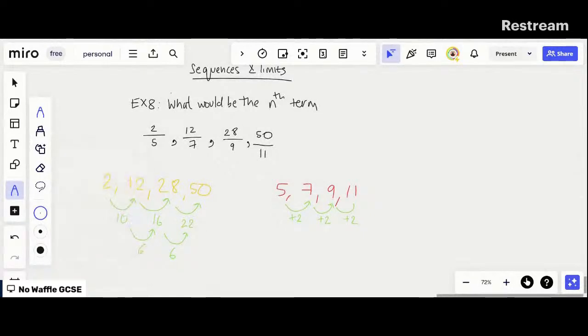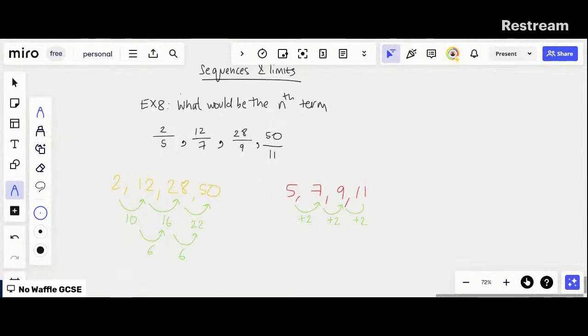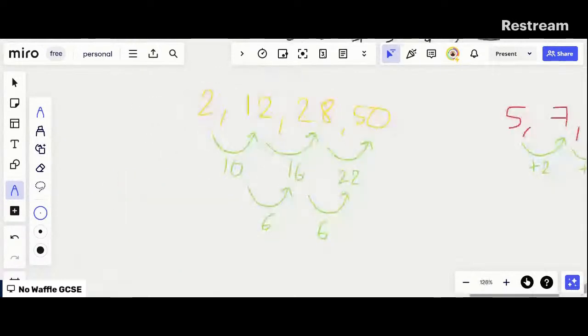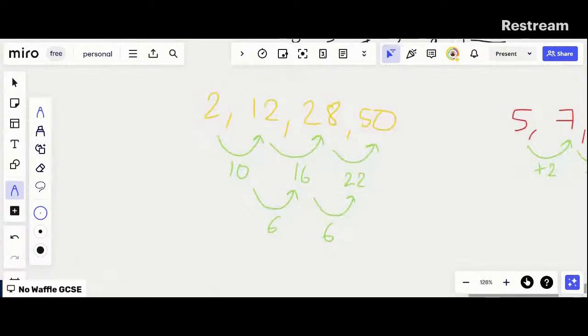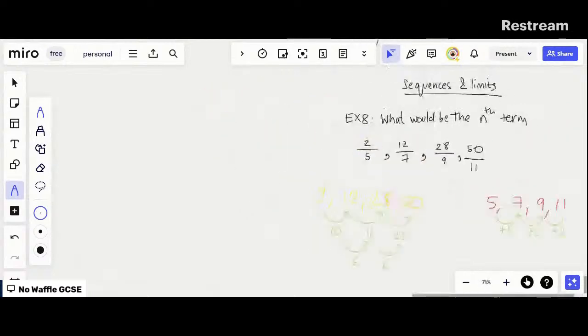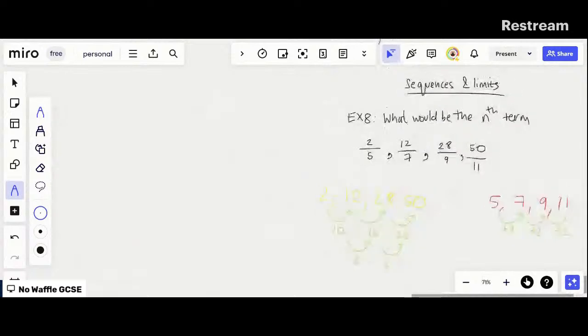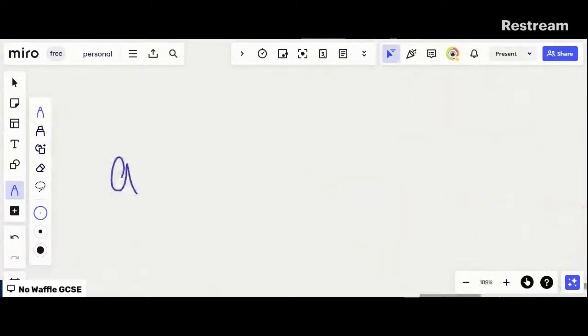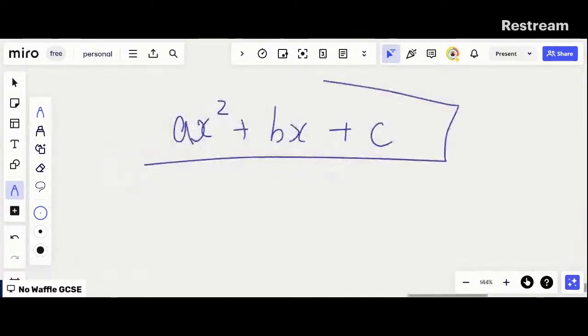So with the first one, we've got our quadratic, and I always have a way of solving it, but that's not really the common way of solving it. I'll have to explain it to you guys. The average quadratic sequence is always going to be ax squared, sorry, plus bx plus c. So that's the general nth term quadratic formula.